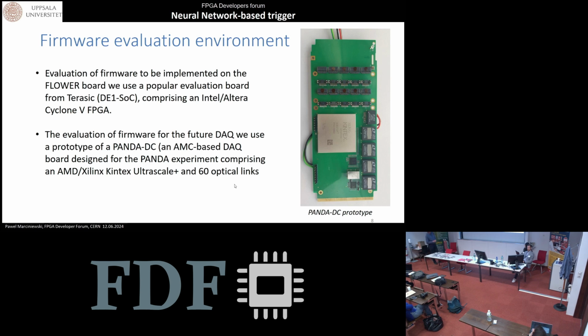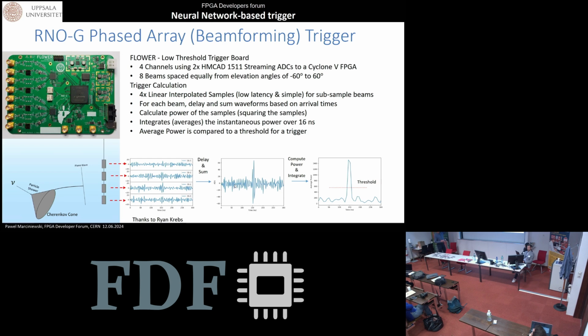So the beamforming trigger is implemented on the Flower board, which is this first generation board, which is going to be used in RNOG. It contains, as I said, 4 channels using 500 megasample per second 8-bit ADCs. And the antenna contains 4 sections, so this is a simple array. The antennas will give signals, and then the beamforming trigger is aligning the phases so that after squaring of the samples, one can see the excess of the power, and one can put a threshold on it and then go on.